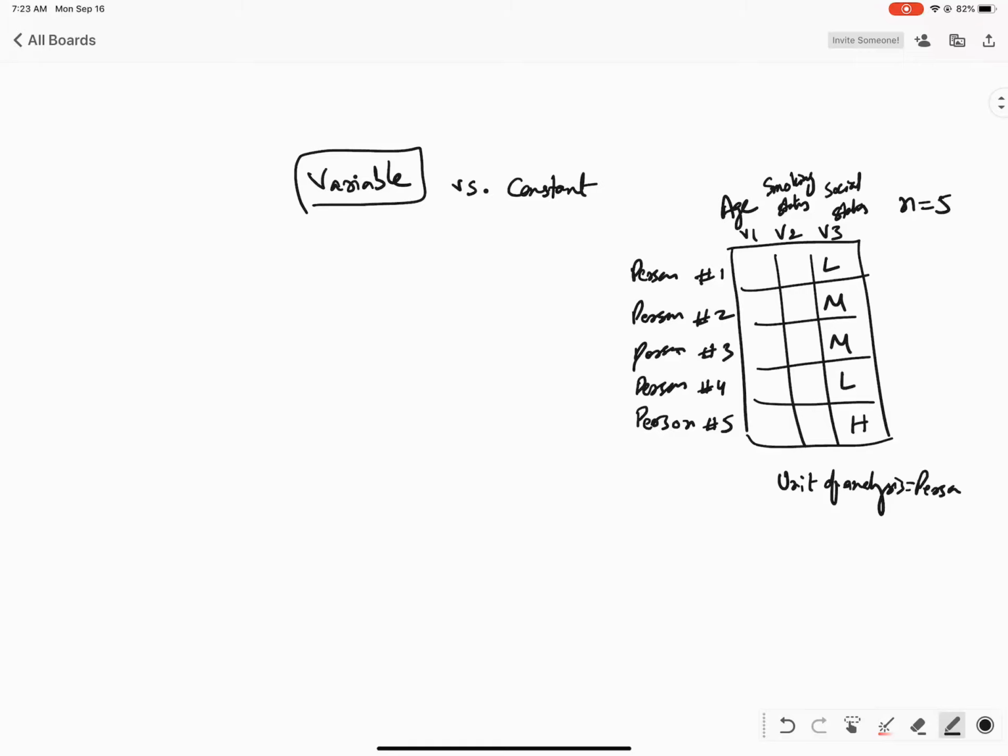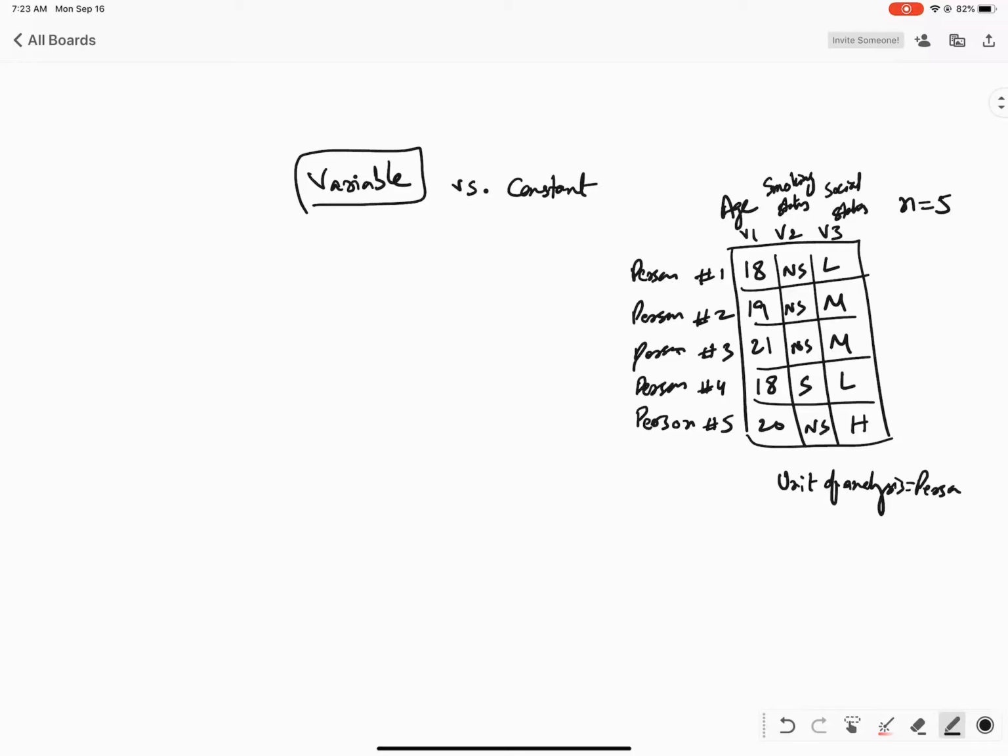And then we also have age values of these students. So I'm just making up some numbers here. We have different ages for these 5 persons, and also their smoking status. I'll use S for smoker and N for non-smoker. So we'll assume that the first 3 individuals are all non-smokers. The 4th person is a smoker, and the last person is also a non-smoker.